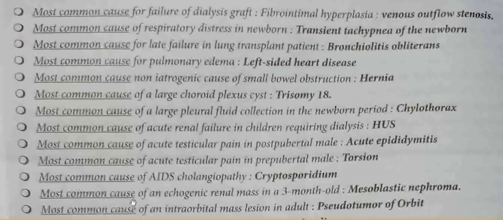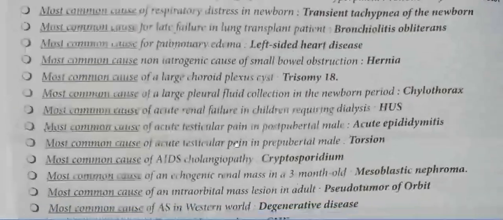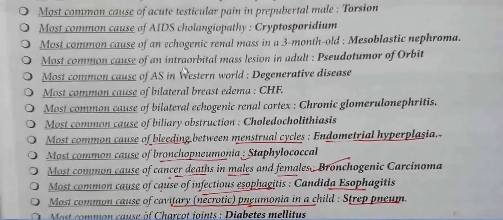Then the most common cause of an echogenic renal mass in a 3-month-old is mesoblastic nephroma. Next is the most common cause of an intraorbital mass lesion in the adult is pseudotumor of the orbit. The most common cause of AS in the Western world is degenerative disease. The most common cause of bilateral breast edema is CHF. Bilateral breast edema.